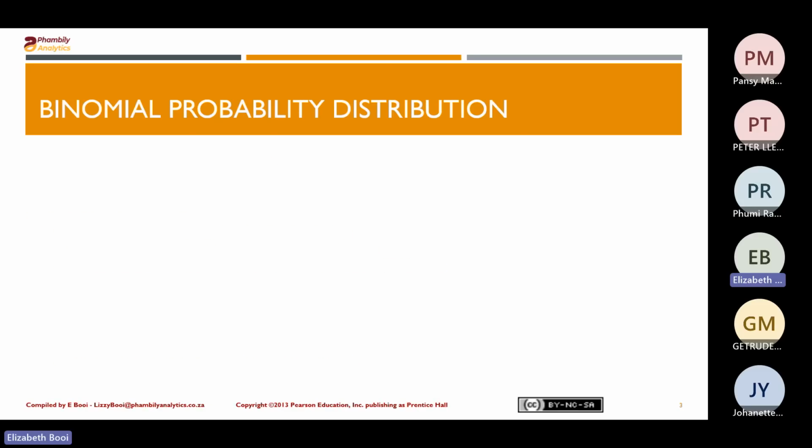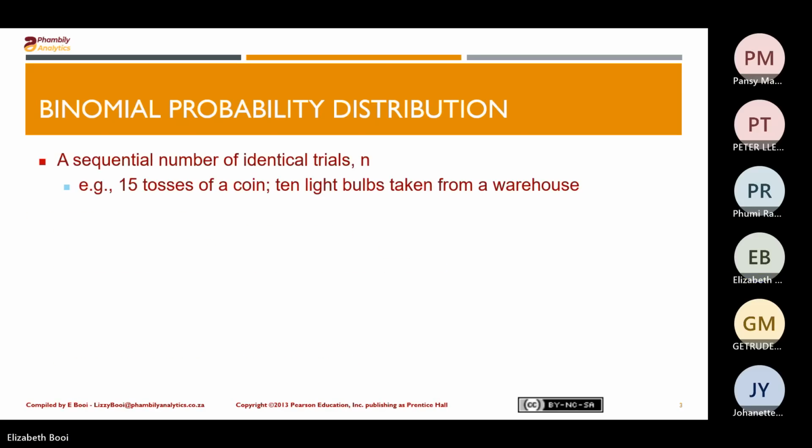What is a binomial distribution? It is a sequential number of trials from a sample space. For example, when I am tossing a coin, if I might also take one step back, binomial means two by two. So it means there are two outcomes that can happen. For example, a coin has two sides, or two outcomes that it can land on. It can either land on a head or it can land on a tail.